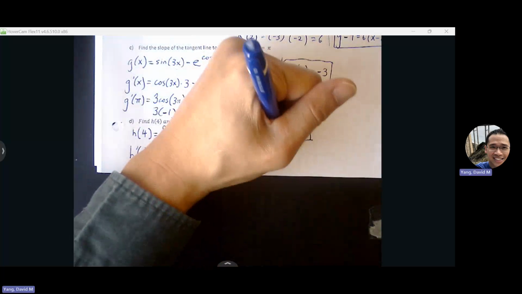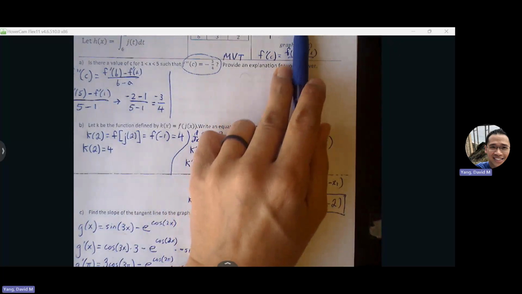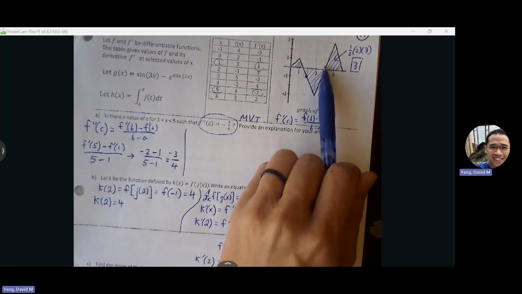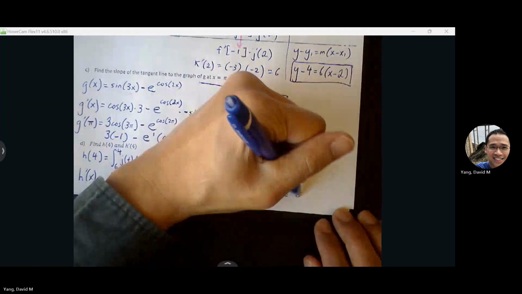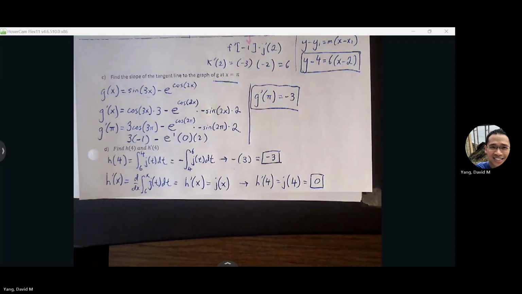So if I want to find h prime of 4, simply the ordered pair on my j graph. So what's j of 4 equal to? 0. Yeah, that's just the x-intercept there. J of 4 is just going to be 0. Okay, next page.